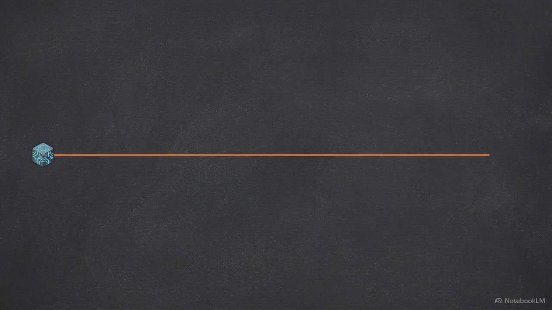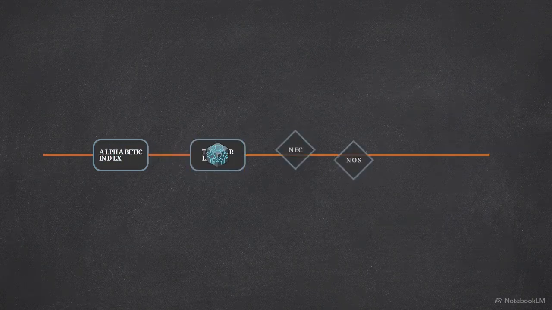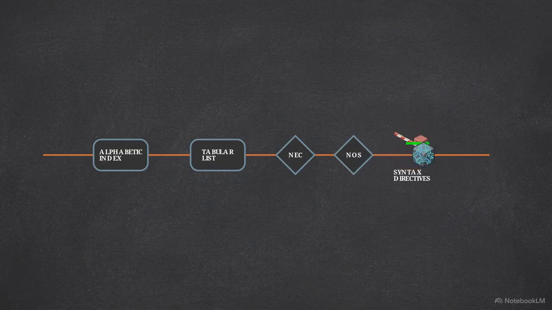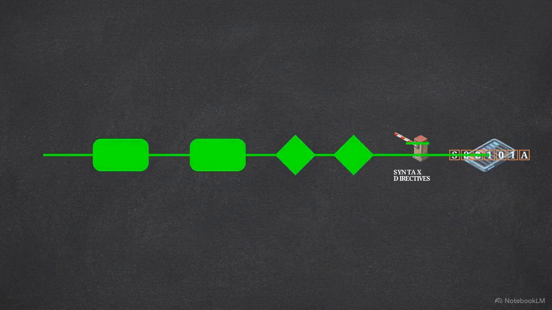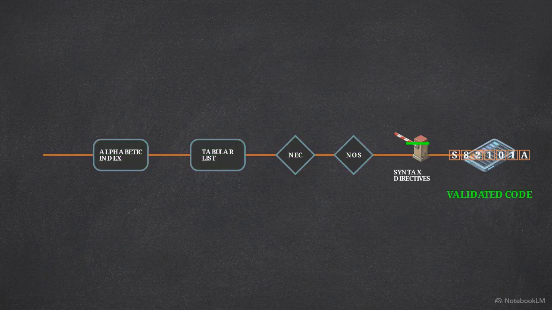This master pipeline visualization shows how a messy clinical event translates into clean data. The index search connects to tabular verification, filters through NEC and NOS operators, passes syntax directive gates, and outputs a complete 7-character array. Accurate coding is simply the result of moving step by step through this rigid logic structure.